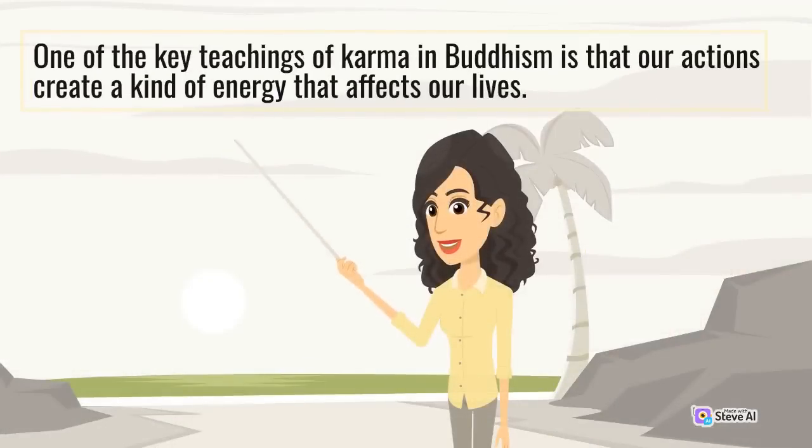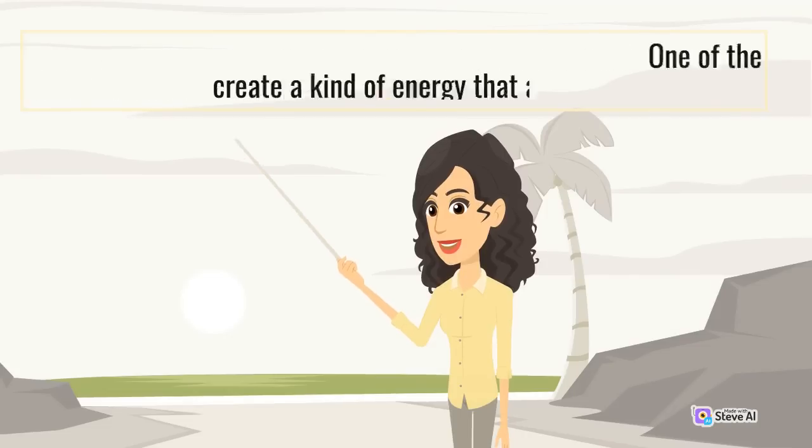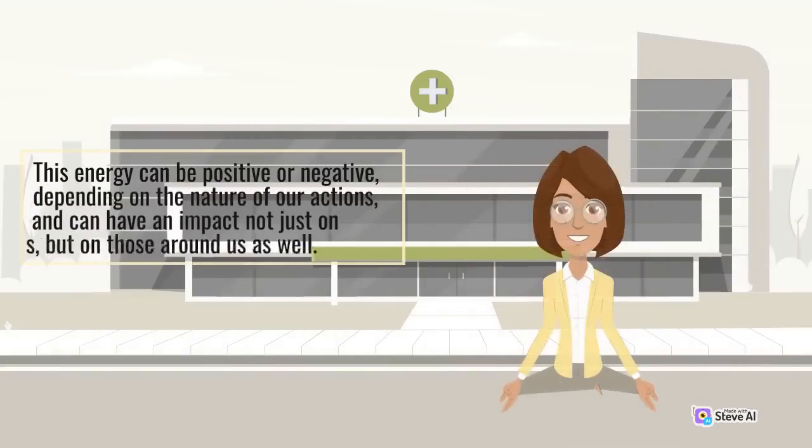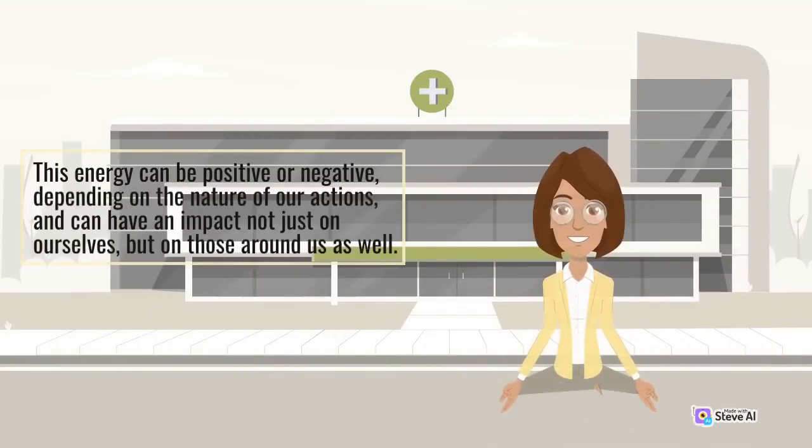One of the key teachings of karma in Buddhism is that our actions create a kind of energy that affects our lives. This energy can be positive or negative, depending on the nature of our actions, and can have an impact not just on ourselves, but on those around us as well.